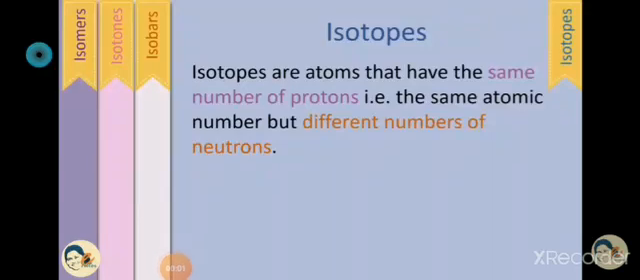We are going to see about isotopes. Isotopes are atoms that have the same number of protons, that is the same atomic number, but a different number of neutrons.